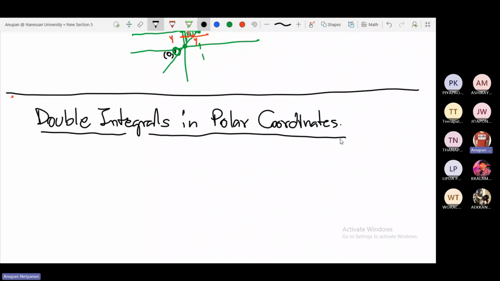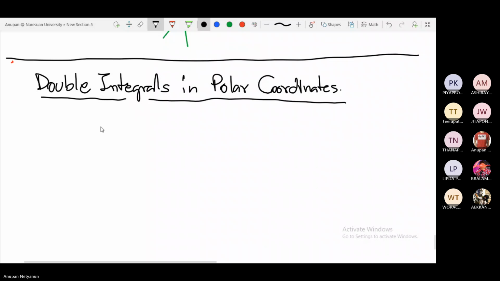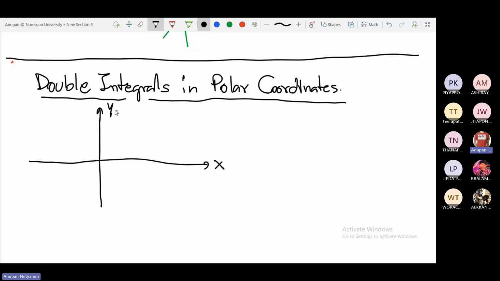Okay, we are used to this system. We have the x-axis, y-axis, right? Now, we are used to telling a point, any point on the xy plane, by using coordinates like this, x and y. Okay? And you know the meaning, right?